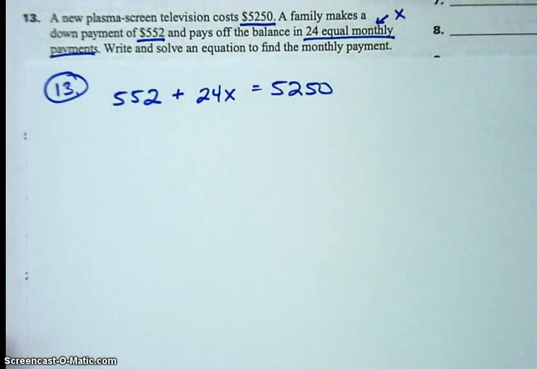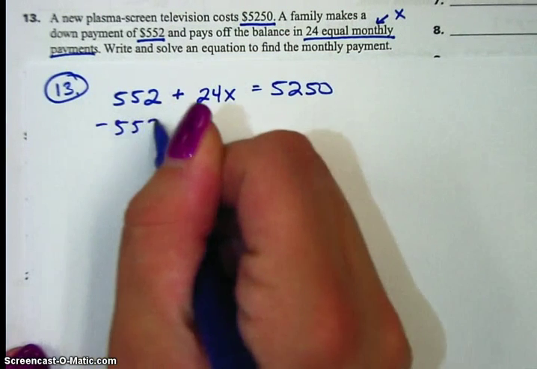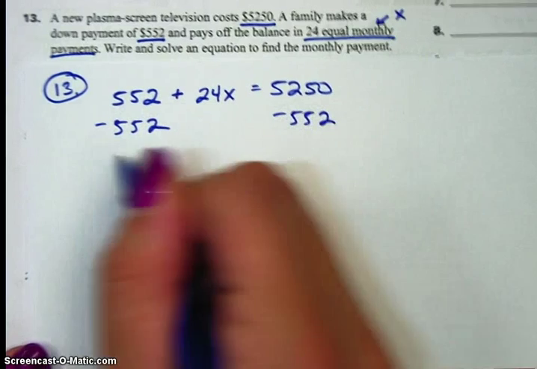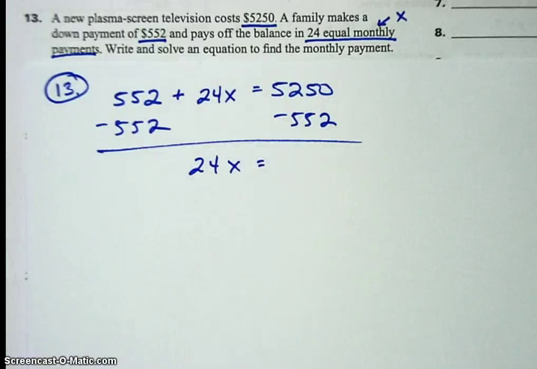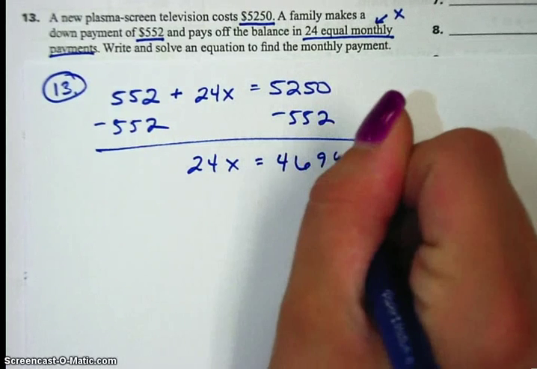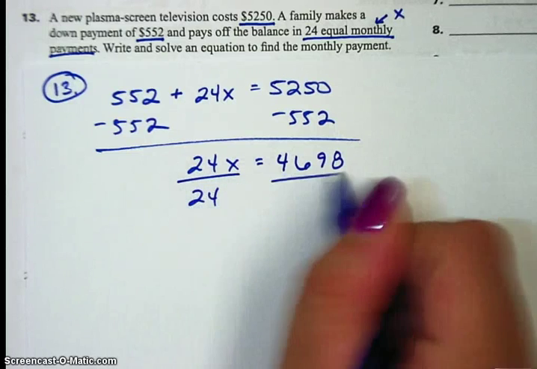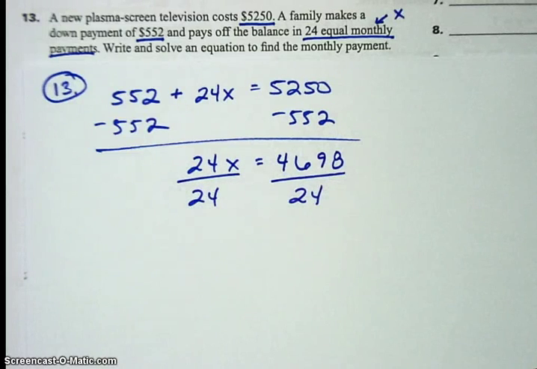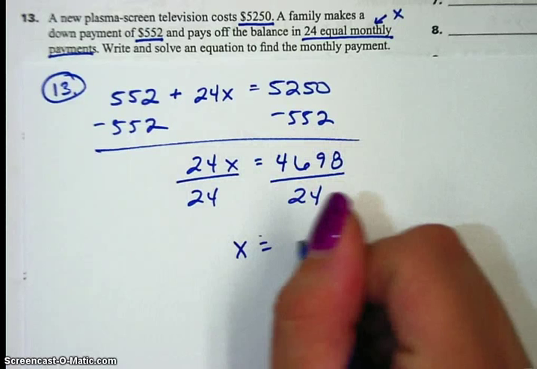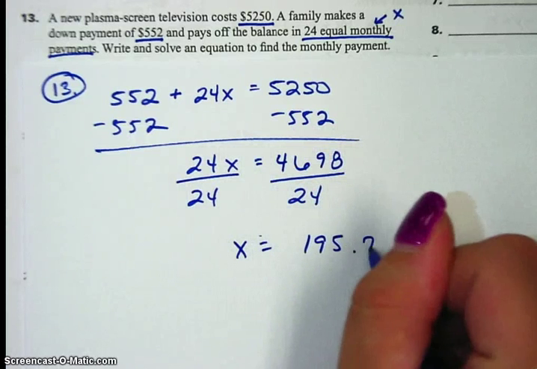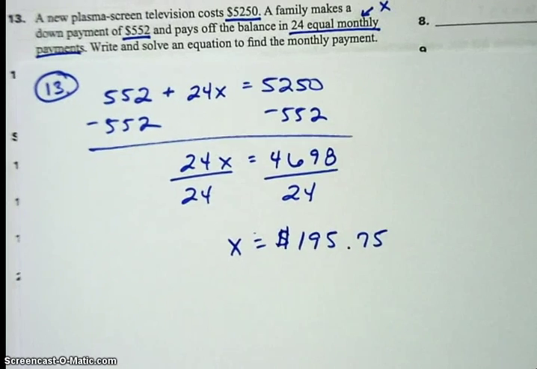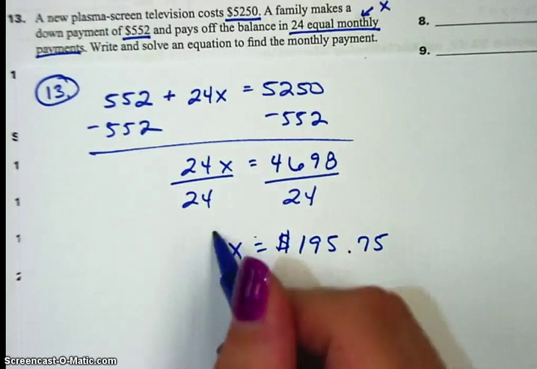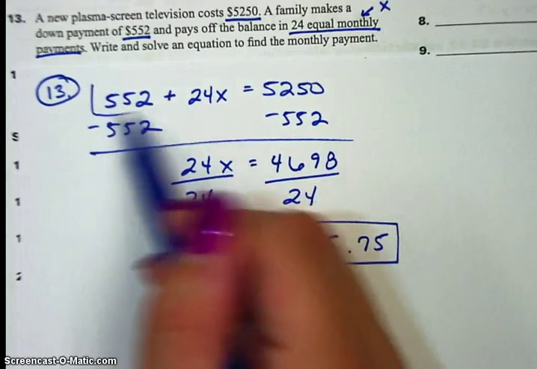So there's my equation. Now I can subtract 552 from both sides. So 24x equals 4,698, and then divide it by 24. So each month we'd have to pay $195.75. Don't forget your units. A dollar sign goes in front. So there's my answer, and here's my equation.